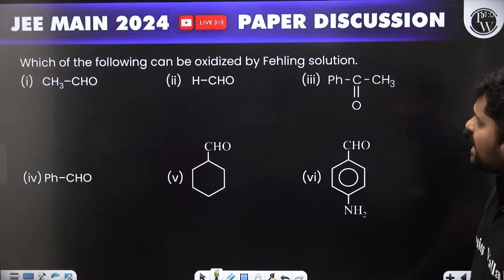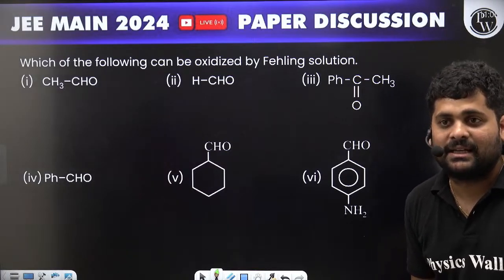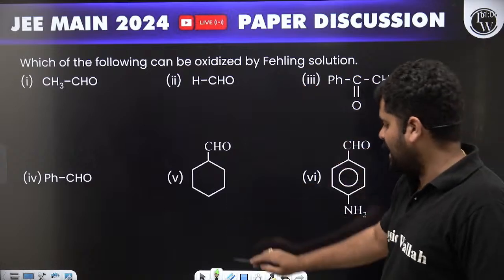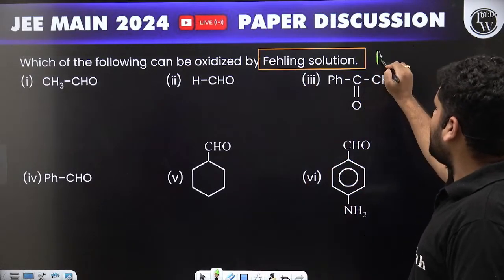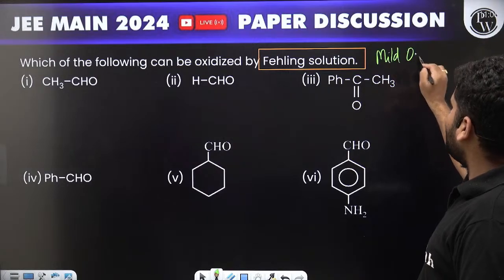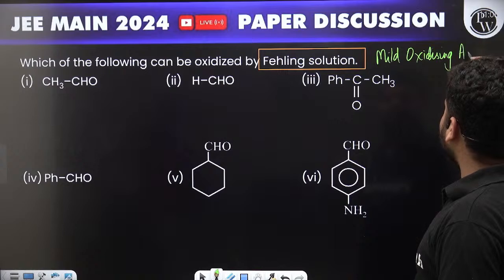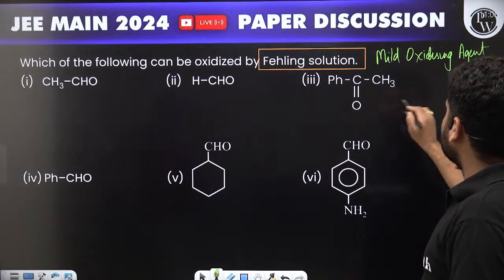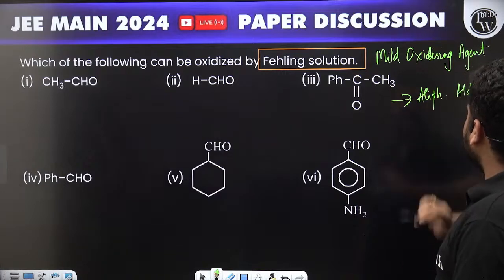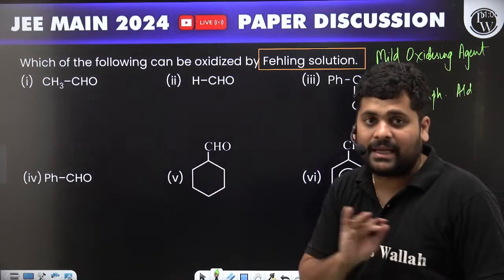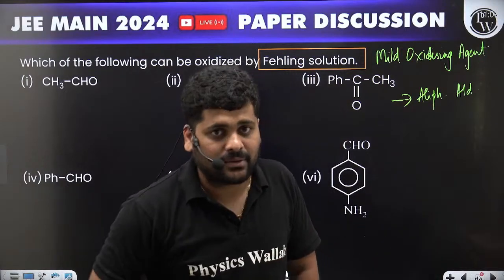Which of the following can be oxidized by Fehling's solution? Fehling's solution is a mild oxidizing agent. Now, what can it oxidize? It can oxidize aliphatic aldehydes only. It cannot touch aromatic aldehydes. Neither can it oxidize ketones.